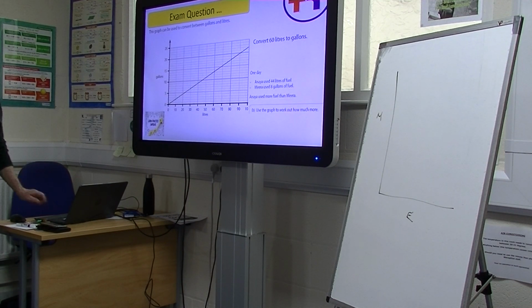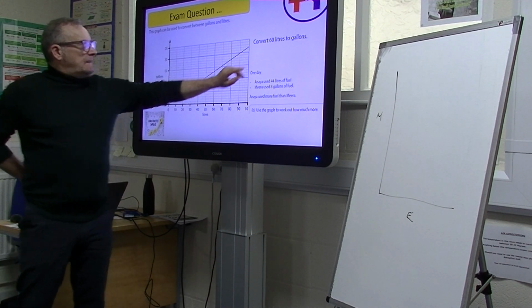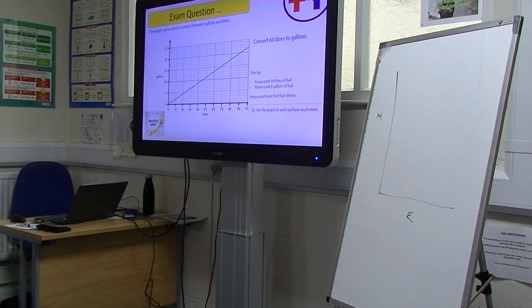Right, so let's have a look at how this would be used in an exam. So we've got this particular picture here. This graph can be used to convert between gallons and litres. Convert 60 litres to gallons. Okay? Convert 60 litres to gallons.